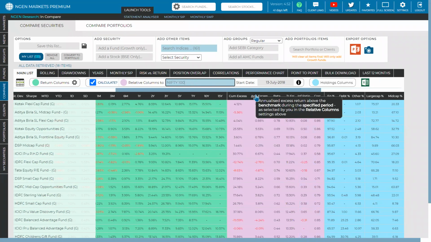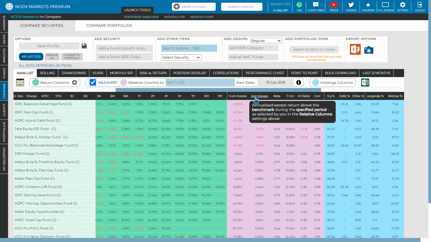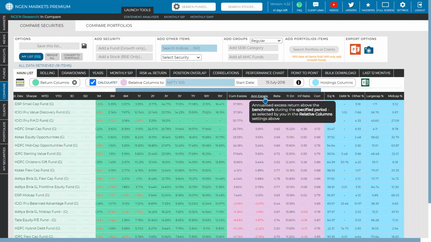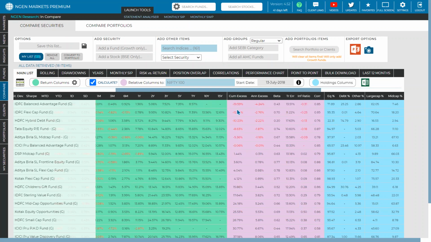But the return columns will not, because they are based on the NAV of Kotak FlexiCap, etc. But the relative columns are basically versus a benchmark. So cumulative excess return is in total, how much is it? What's the difference between this fund and that benchmark that you've chosen? Then annualized, so it's this annualization of that number.